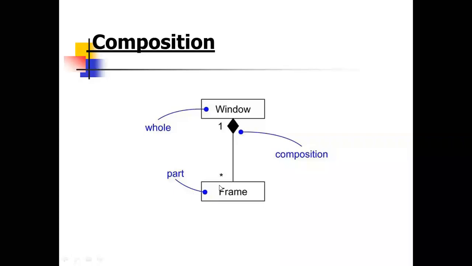That frame is a part of that window class. Here you can see the hollow diamond and the filled diamond. Composition is denoted with the filled diamond at the whole. This is the composition relationship. And if this diamond is empty, then this is the aggregation. Here this is the composition of classes.